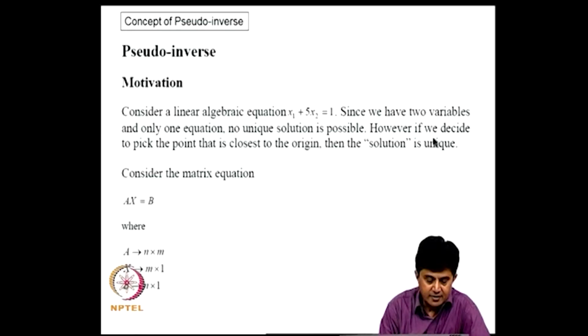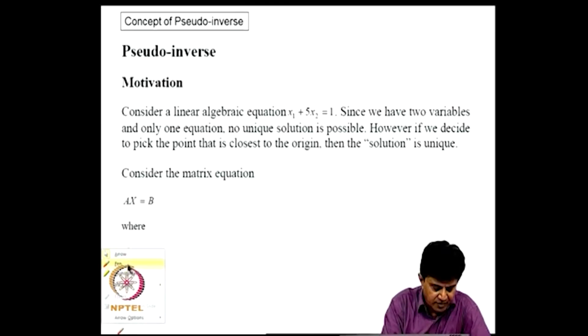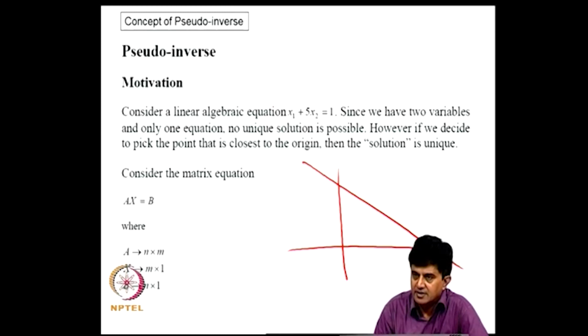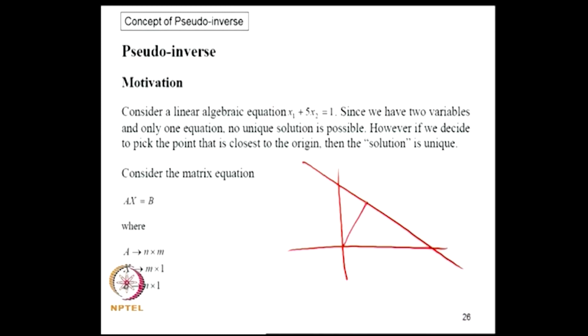However, if we decide to pick the point that is closest to the origin as the solution, I mean, all points lying on this straight line are solutions, but if I decide that I will take this point which is closest to the origin as the solution, this one, right, then I get a unique solution, okay. So, let us consider what that means. So, let us consider Ax equal to B, where A is n cross m and x is m cross 1 and B is n cross 1, okay.